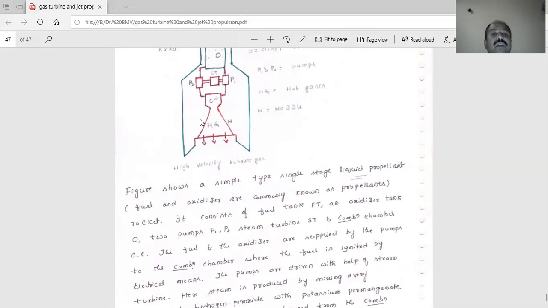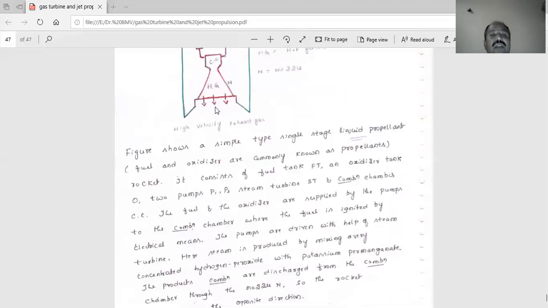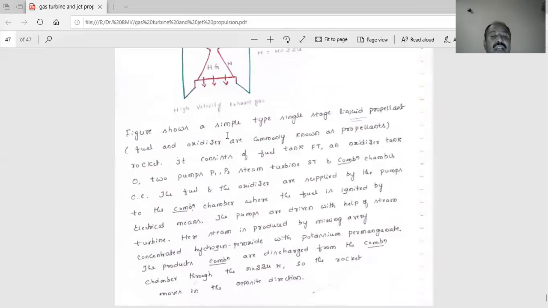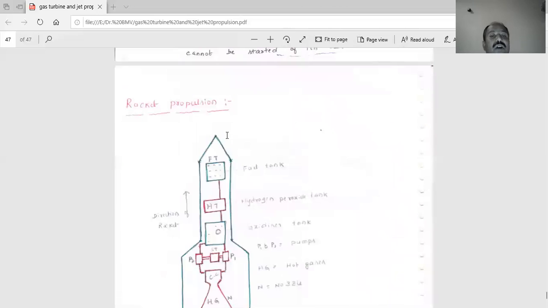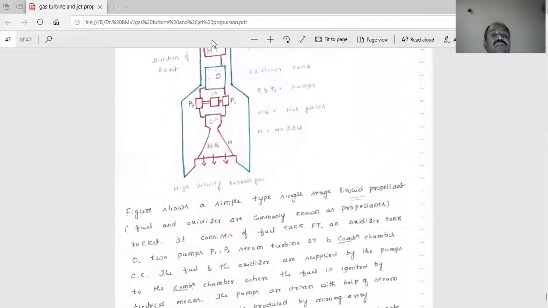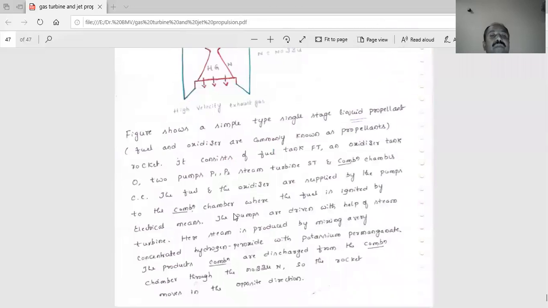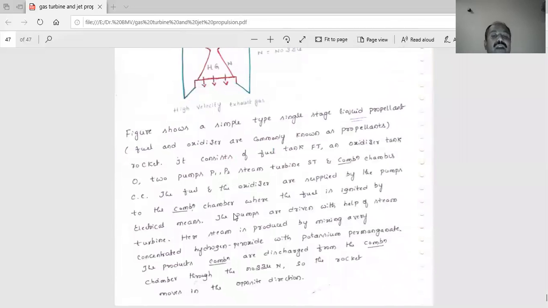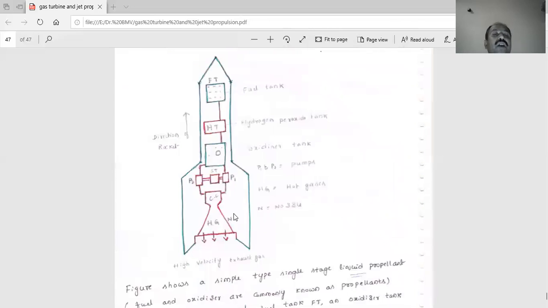Here the combustion takes place in the combustion chamber, and an enormous amount of heat energy is liberated. The exhaust gas leaves through a nozzle at high velocity, which gives a thrust force that moves the rocket in the opposite direction. The rocket moves in the direction opposite to the exhaust gas leaving from the nozzle. This is the functioning of rocket propulsion.